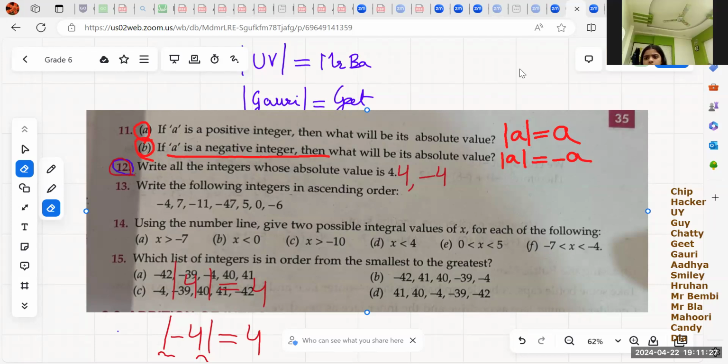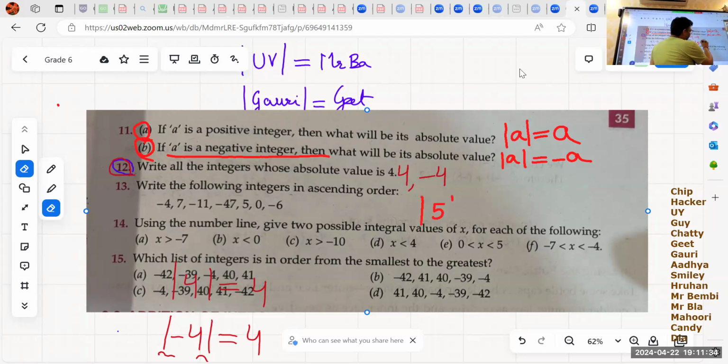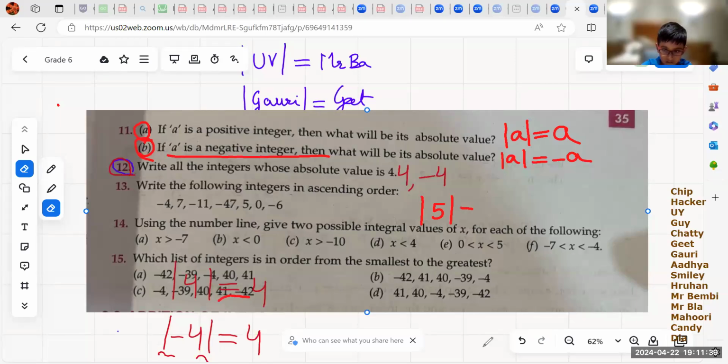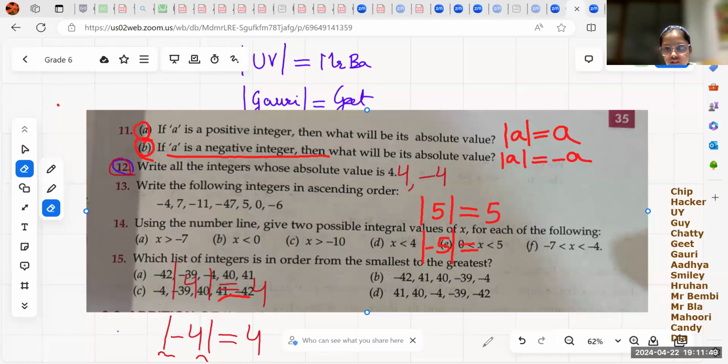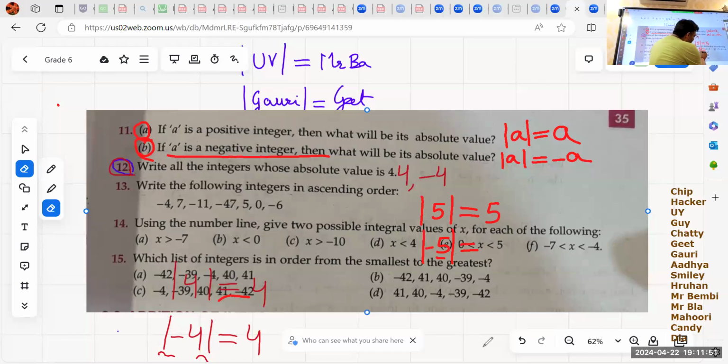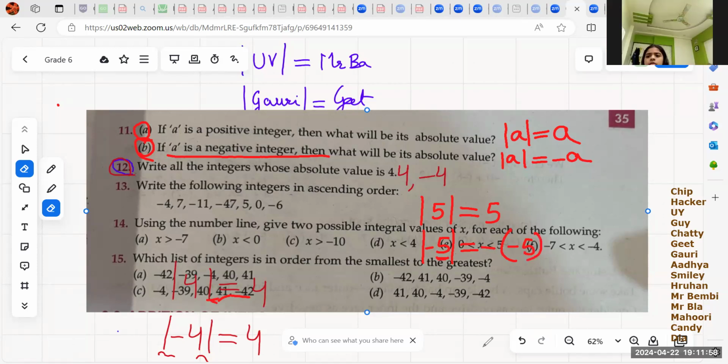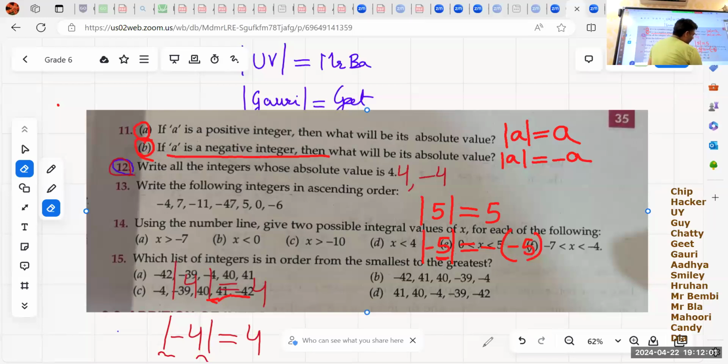Suppose you have a number 5. If A's value is 5, then what will be the answer? 5. But if A's value is -5, then what will the answer be? 5, it will be 5, right? But if you want to write it in terms of A, you would write it as minus of -5. Can you write it like this?